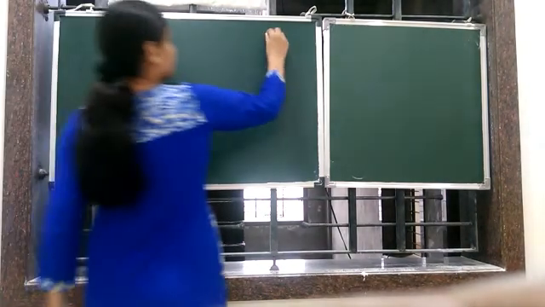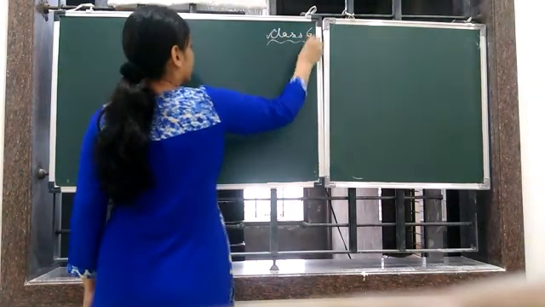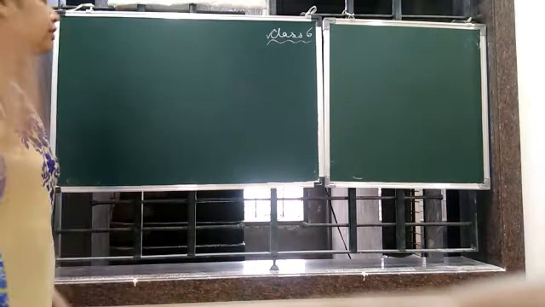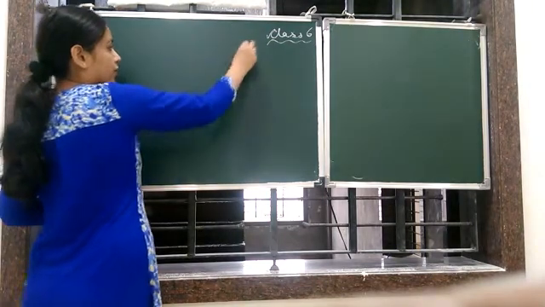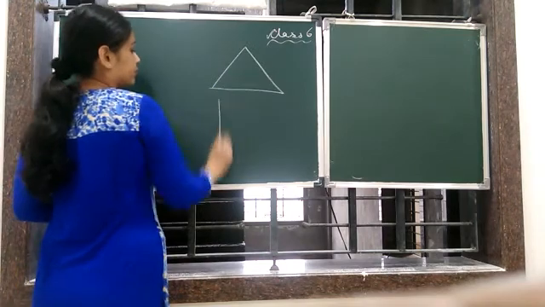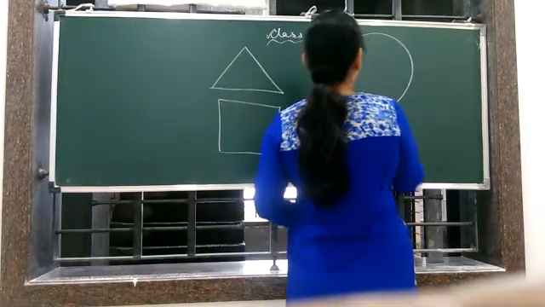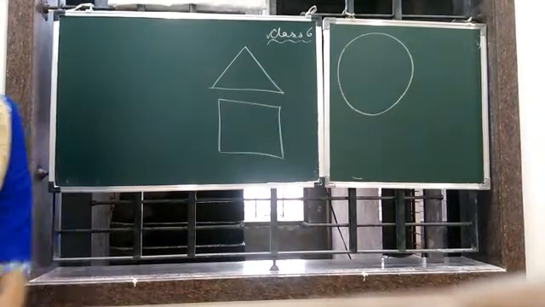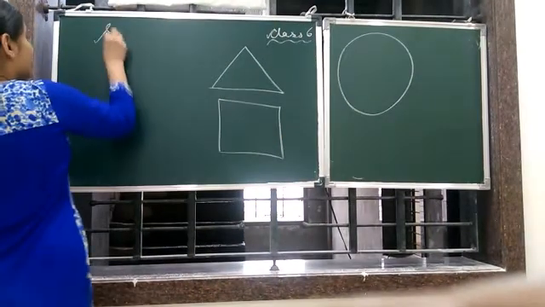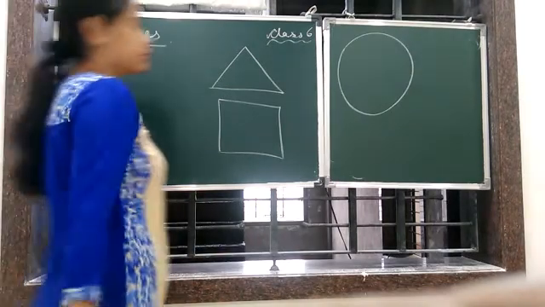Okay children, so we completed exercise 4.6 and we completed chapter 4. Now we had studied quadrilaterals, we studied polygons, yes, and we studied circle, yes. So basically these are known as what? These are known as shapes.